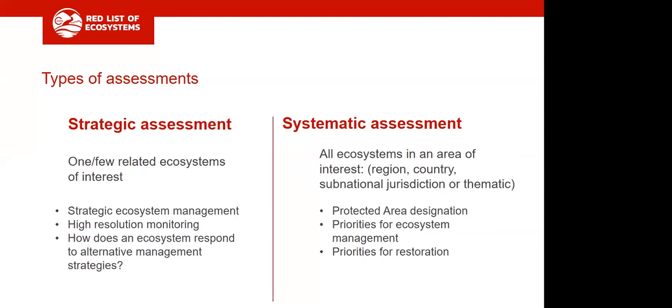And then the other type of assessments is systematic assessments, which is when, in one effort, we assess more than one ecosystem unit. That might be because they are within a certain area of interest, so all of the ecosystems within a certain region or country or subnational jurisdiction, or it might be a thematic assessment, so looking at all of the mangroves or all of the forests of a certain region at any given time. These types of assessments usually point towards informing protected area designations or establishing priorities for ecosystem management and investments and establishing priorities for restoration.